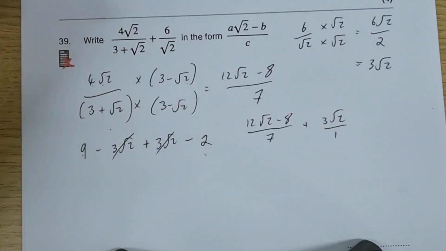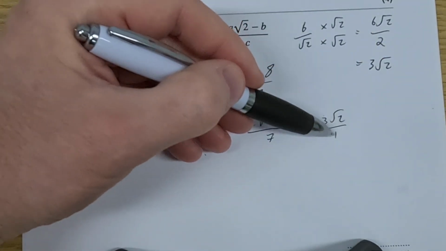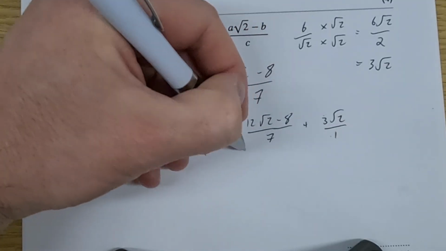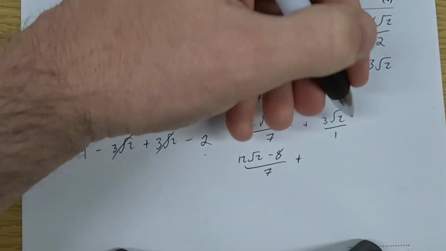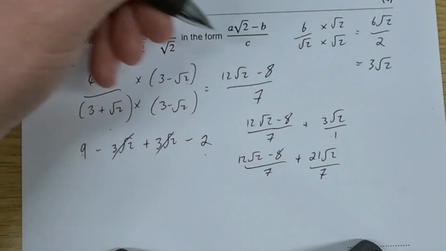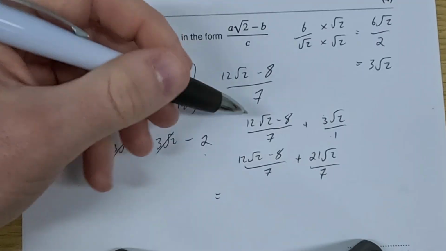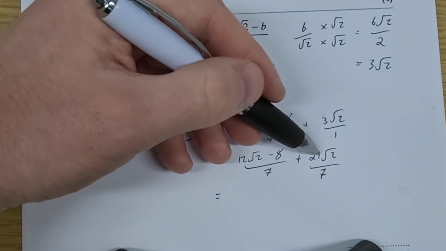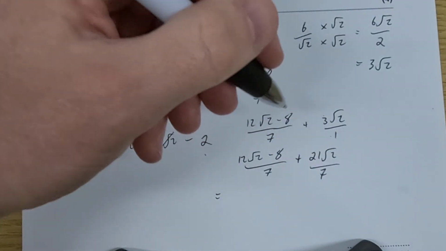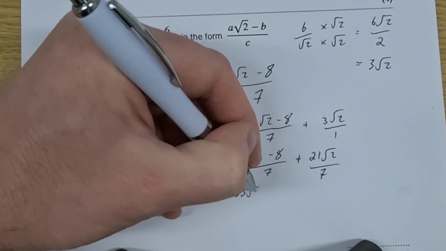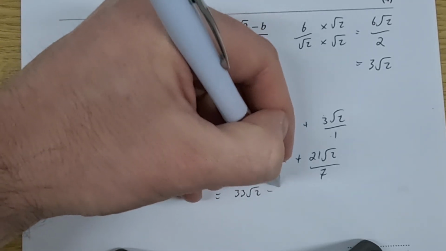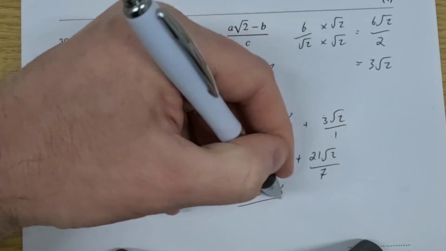We're going to make a denominator of 1 here, and let's multiply both the numerator and denominator of this fraction by 7. Multiplying the numerator by 7 will be 21 root 2, and multiplying the denominator by 7 will be 7. Then let's add together here. 12 root 2 plus 21 root 2 would be 33 root 2. And then we've still got our minus 8, and that's going to be all over 7.